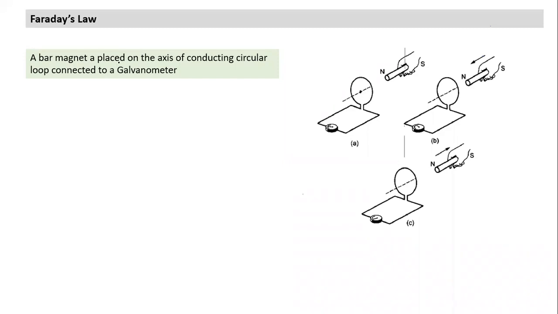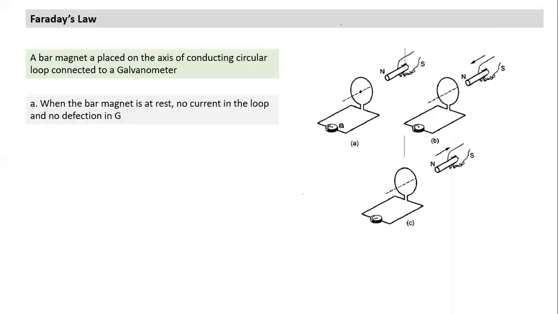Then a bar magnet is placed on the axis of the conducting circular loop, and the loop is connected to a galvanometer. This is the galvanometer, and this is the bar magnet. This is a very simple arrangement, and it's very easy to conduct this experiment without any sophisticated equipment. So what three figures are shown here?